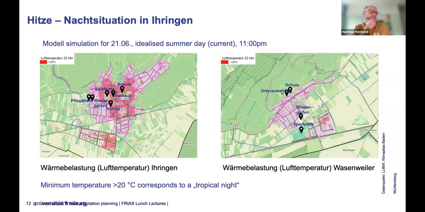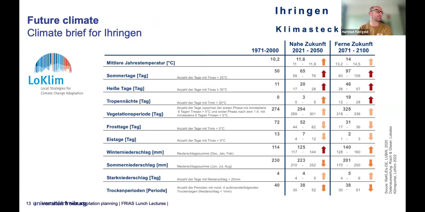There's another one here. Sorry, it's a little bit mixed again with the languages, but this is where you specifically see where the minimum temperature stays above 20 degrees in this so-called tropical night. And that means people living in those areas will really struggle to get a restful night's sleep in this modeled data here. So these graphs that you just saw, that's the current situation.